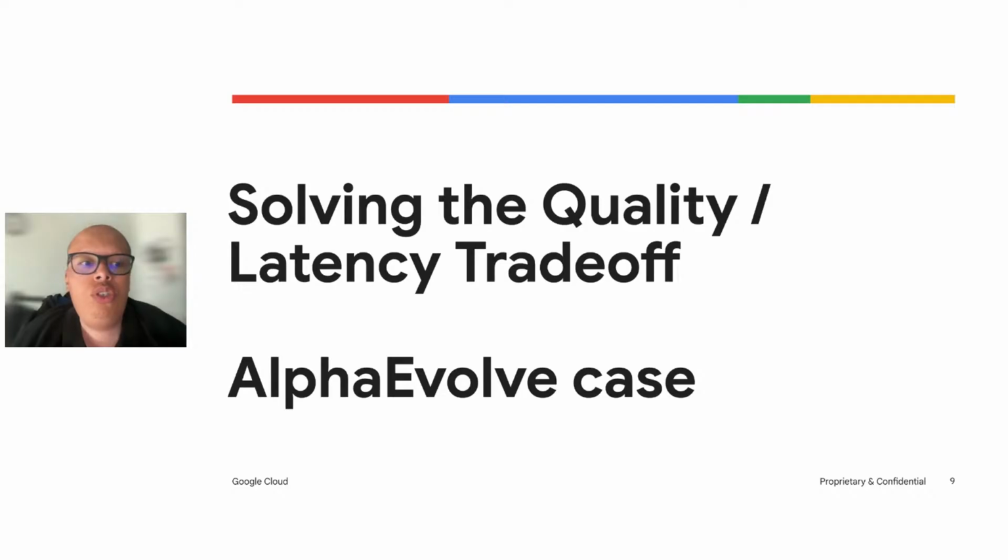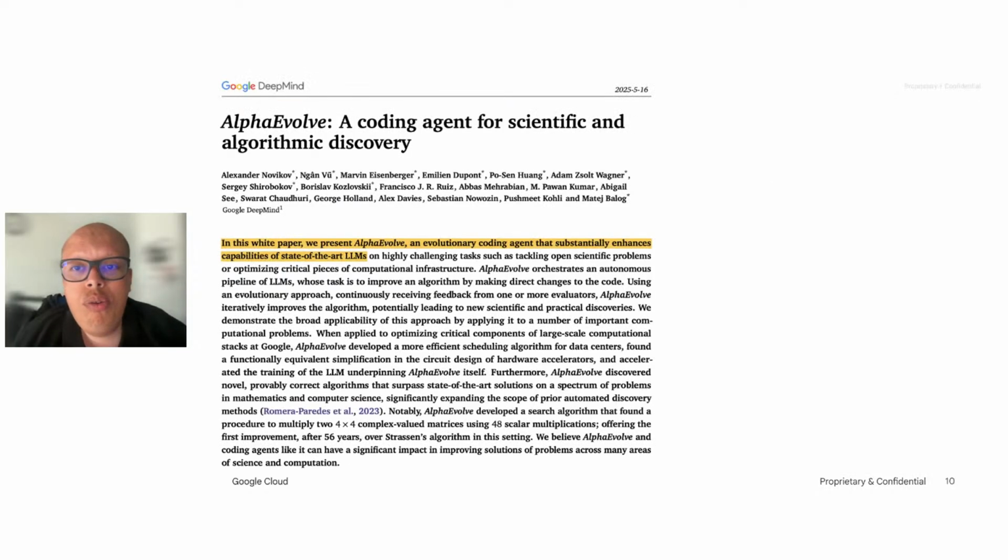And here I wanted to show you how to solve the quality latency trade-off. I wanted to position a very interesting innovation from Google DeepMind, which uses a combination of Gemini Flash and Gemini Pro models in order to have a very, very big innovation. So it's about AlphaEvolve.